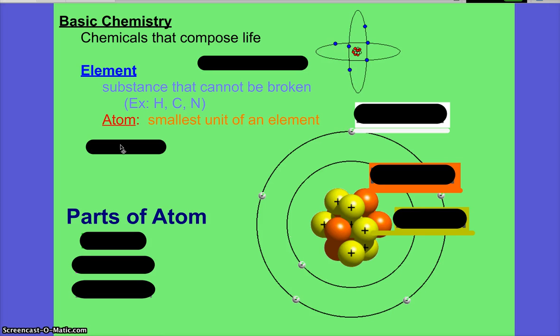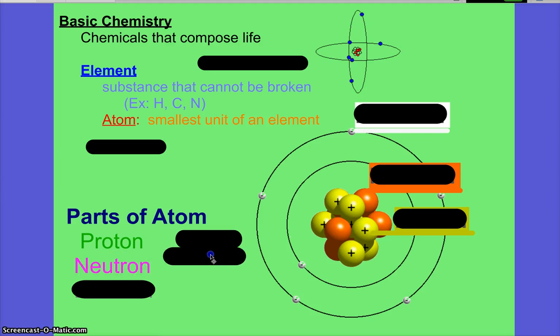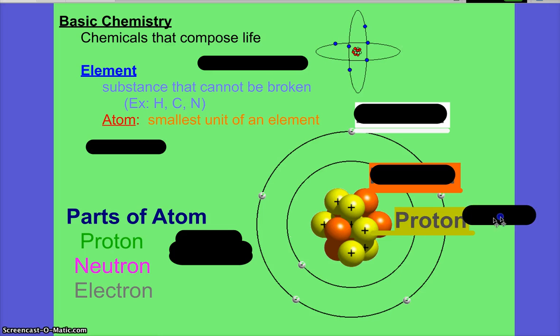Who knows what they are? Protons. Protons, neutrons, electrons. Where do these protons, neutrons, and electrons go on this diagram? Nick. Good. How do you know that? Good. The plus sign gave away that the proton is positive.